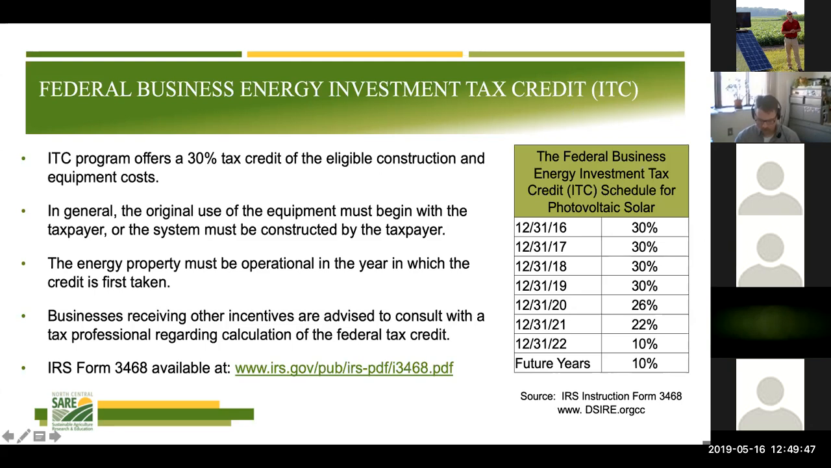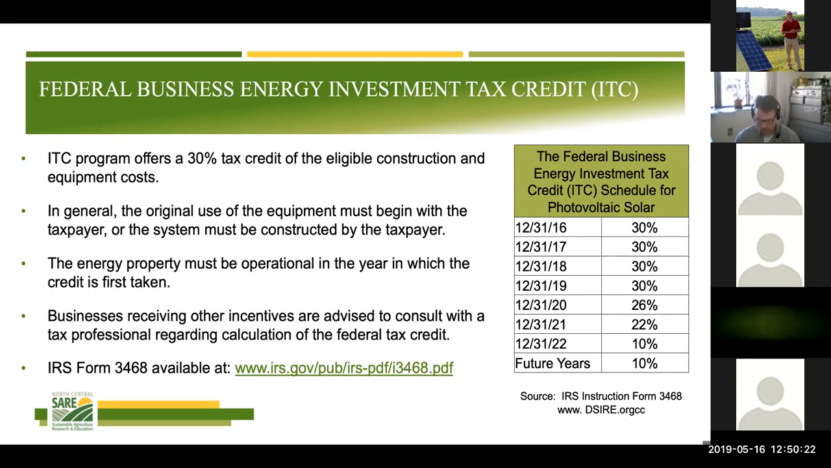So when we talk about what the 30% ITC does, it's a 30% tax credit of eligible construction and equipment cost, whereby the system owner or the investor receives a dollar for dollar reduction in your federal income tax liability. Now, with this tax credit you can do, I believe, a 1-year look back, or you can carry it forward up to 20 years to make sure that you can monetize the full value.